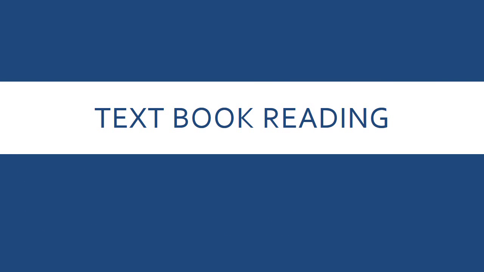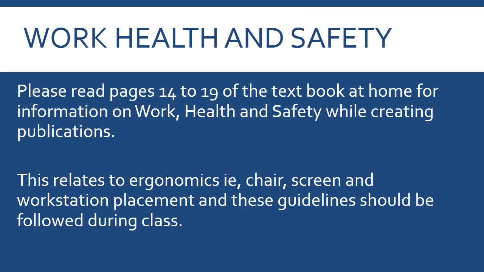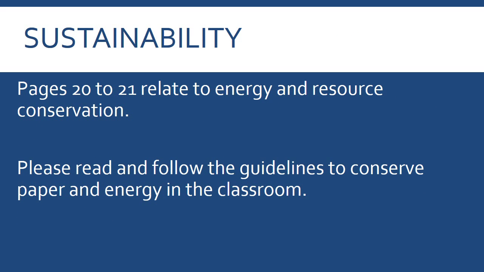The next few slides will discuss some textbook reading that will be required in order for you to pass the unit. Please write down the following page numbers, 14 to 19, to study at home on work health and safety. This relates to ergonomics, that is chair, screen and workstation placement, and these guidelines should be followed during class. You will also be required to read the sustainability pages 20 to 21, which relate to energy and resource conservation.